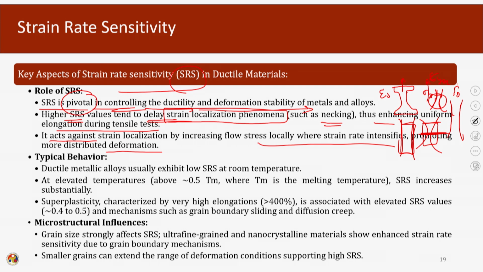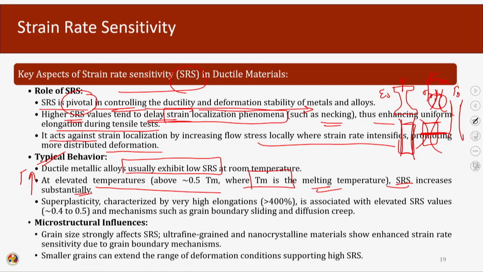So, what is the typical behavior? Ductile metallic alloys usually exhibit low SRS at room temperature. And as we increase the temperature, denoted in terms of Tm, the melting temperature, the value of the strain rate sensitivity increases substantially. It means that as the temperature approaches the melting temperature, the strain rate sensitivity will also increase.